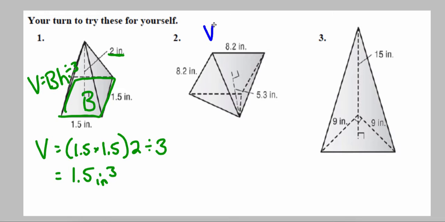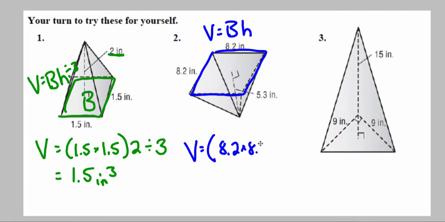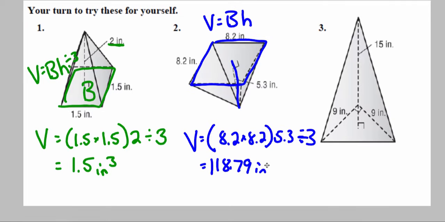All right, volume is equal to big B times H. So that's the area of my base. In this case, it's another square. So I'm going to do base times height, 8.2 times 8.2. Then I multiply times my height. That's the distance going up to the point. That's my 5.3. And then don't forget you're divided by 3 at the end because it's a pyramid. So 8.2 times 8.2 times 5.3 divided by 3 gives me 118.79 inches cubed, because volume is always cubed.